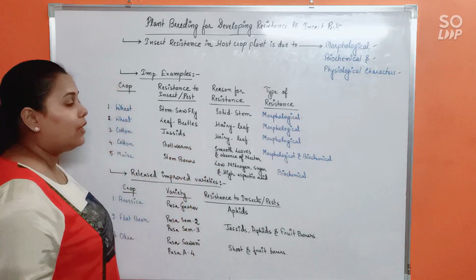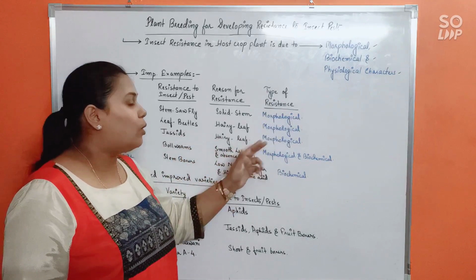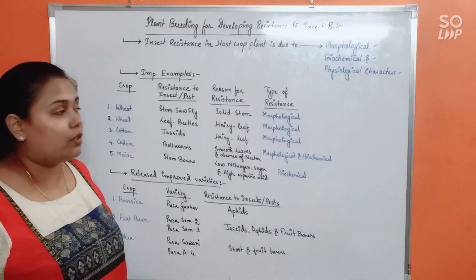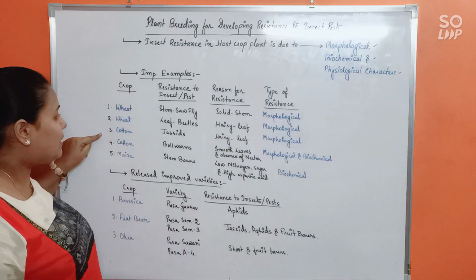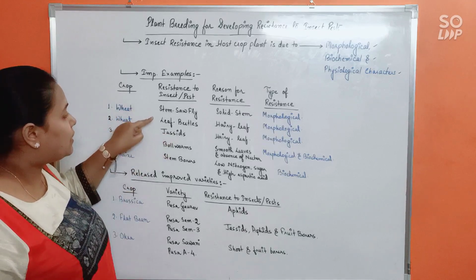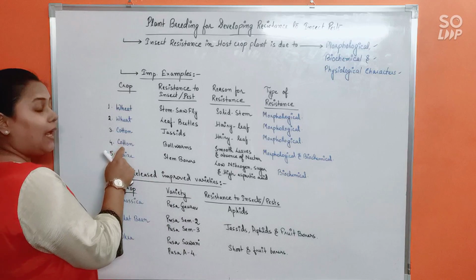What is the reason? The reason is again the same, hairy leaf. And that's why it is also again a morphological character. So due to the morphological characters, these plants are resistant to the following insects. Alright. Next one, again cotton.